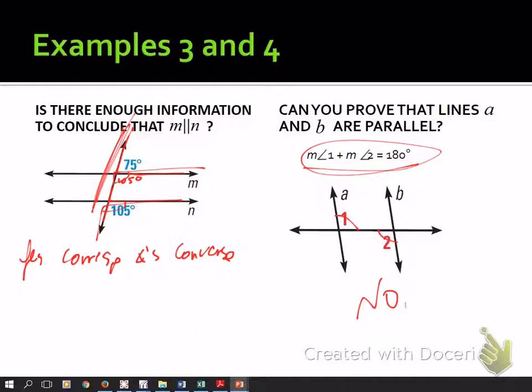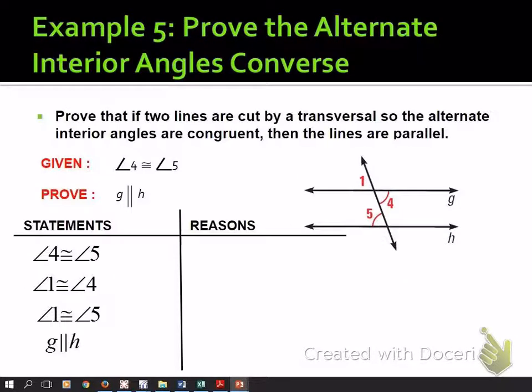Okay? So we're just trying to make sure we apply the theorems and postulates the way that we need to in the converses. Okay? All right. Here's a proof for you. Prove that if two lines are cut by a transversal so that the alternate interior angles are congruent, then the lines are parallel. Basically, we're going to prove the alternate interior angle converse without using the alternate interior angle converse. You can't prove something with it, right? So here we go. We got this diagram.